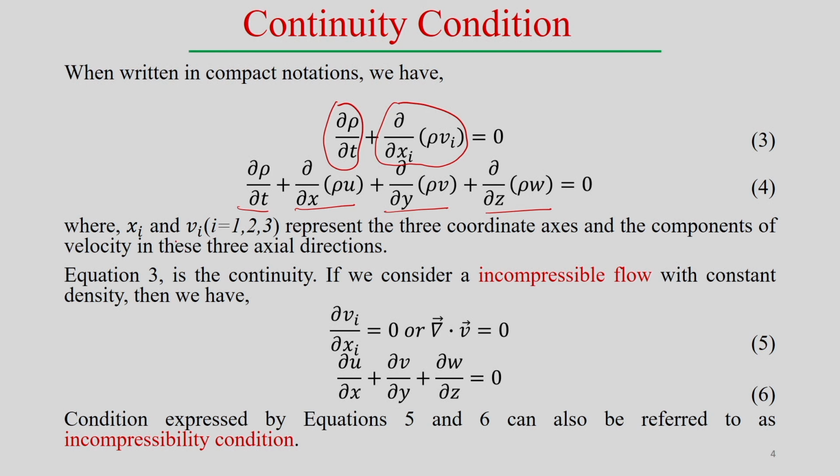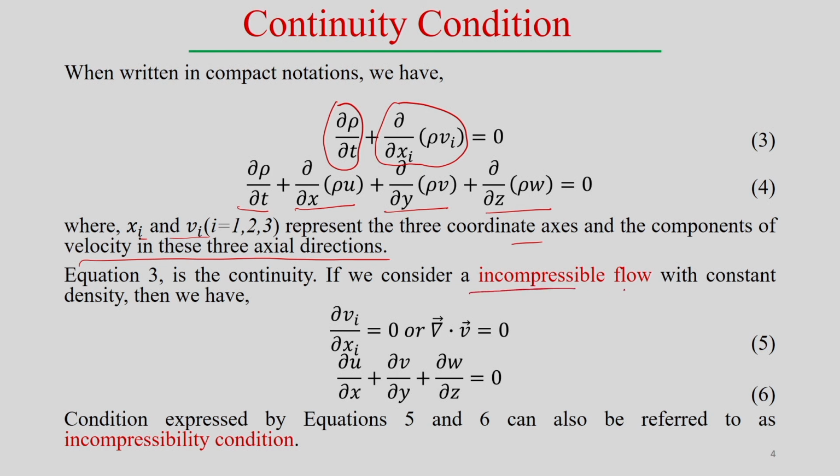Now, where x i represents the 3 coordinate axes, as already discussed, and v i represents the components of the velocity in these axial directions. So, v i is basically v 1, 2, 3, the components of the velocity along the x, y and z directions. Now, this equation 3 is the continuity equation. If we consider equation 3, it is called the continuity equation, and then we consider the incompressible flow.